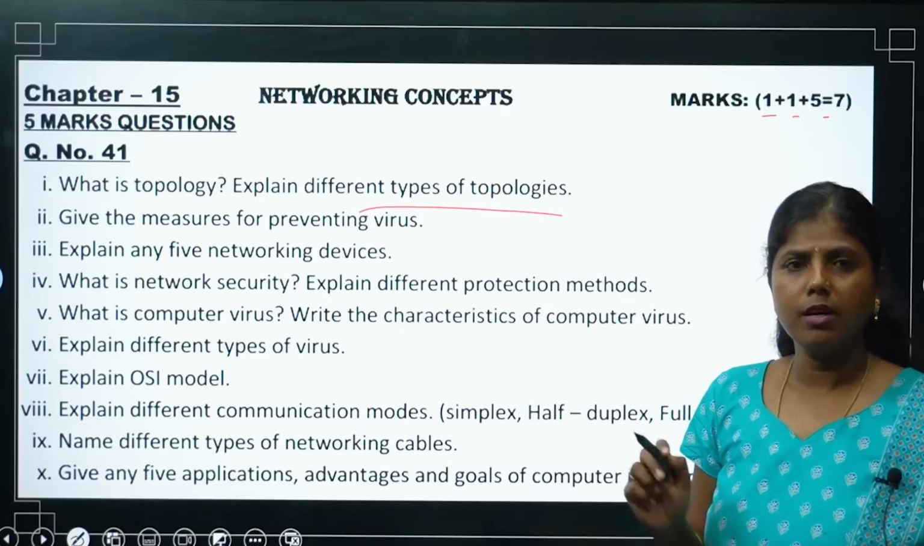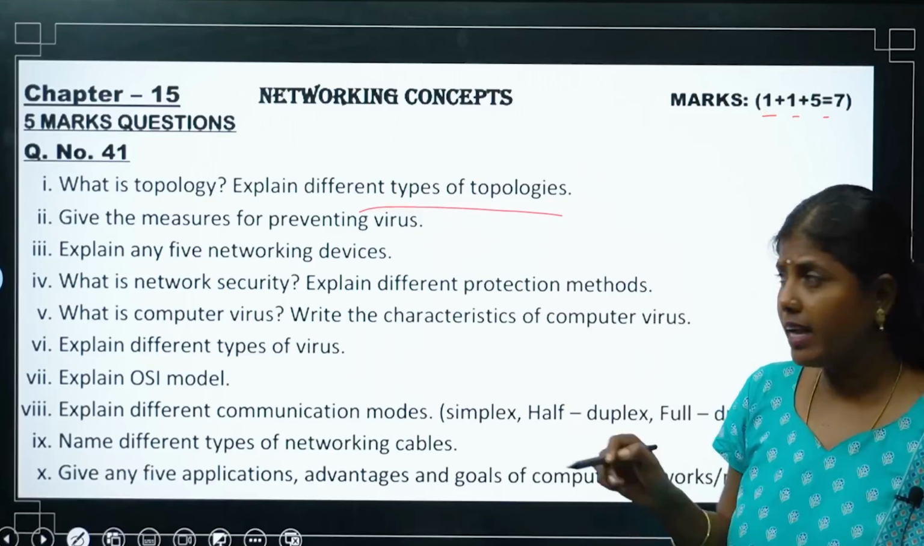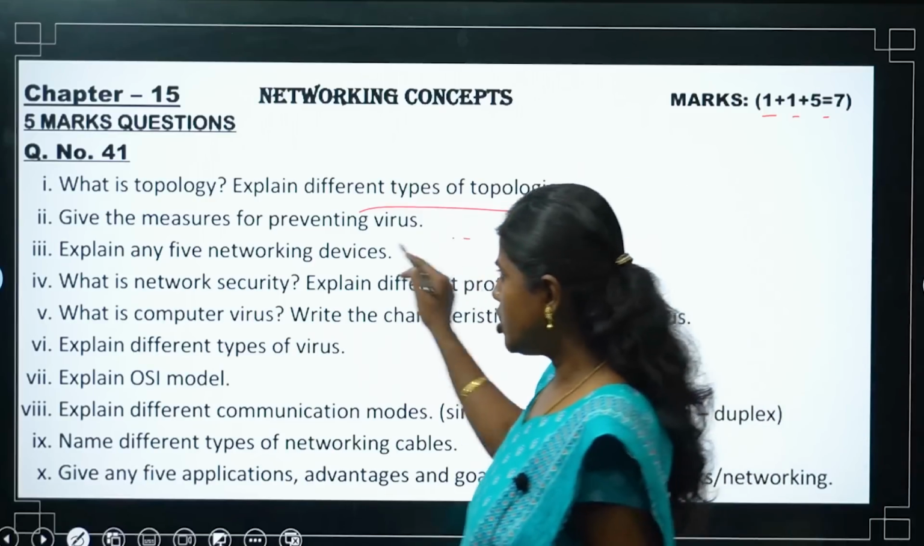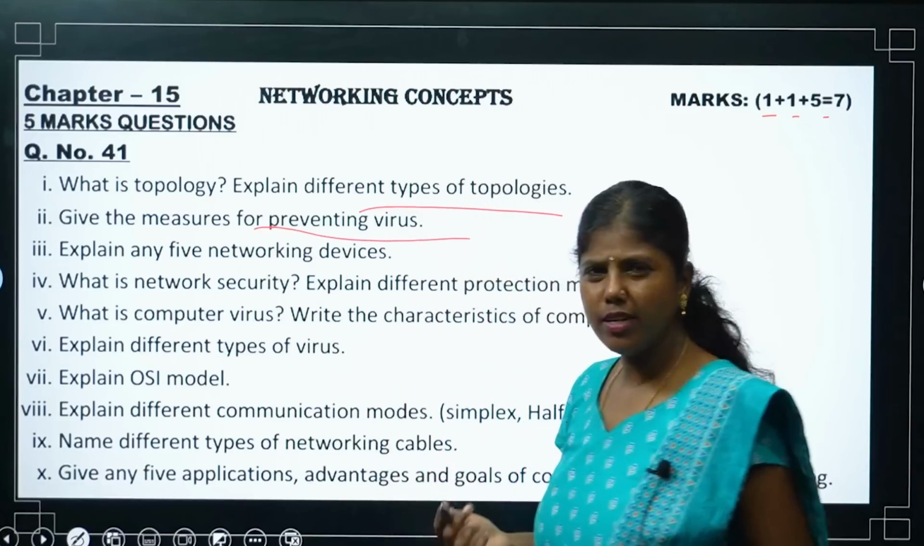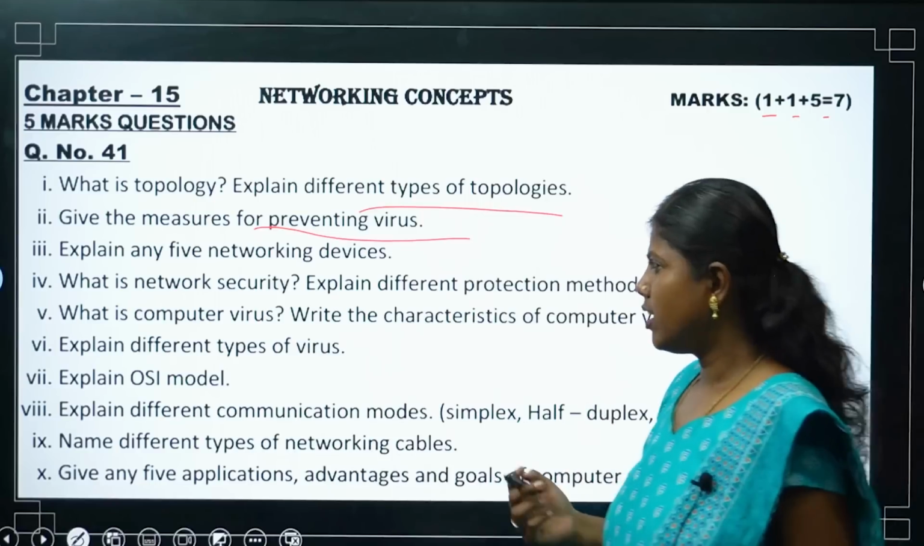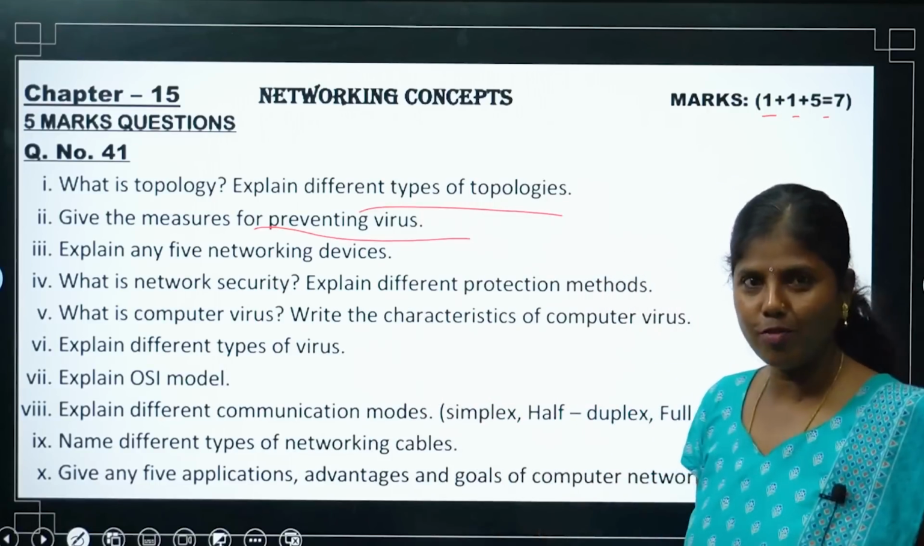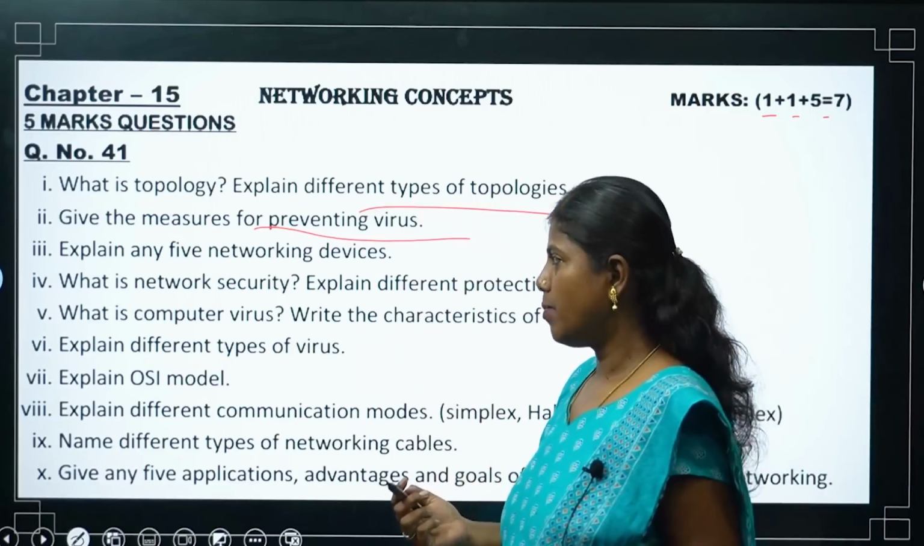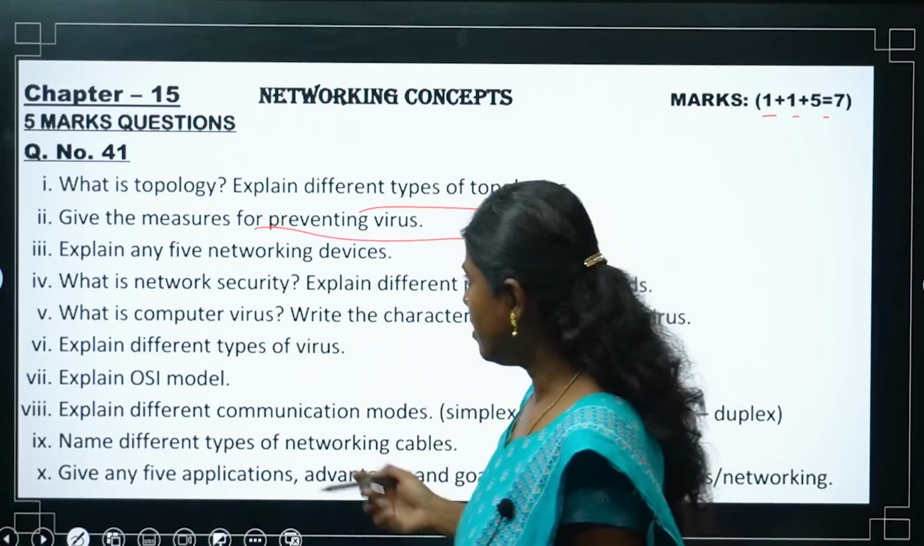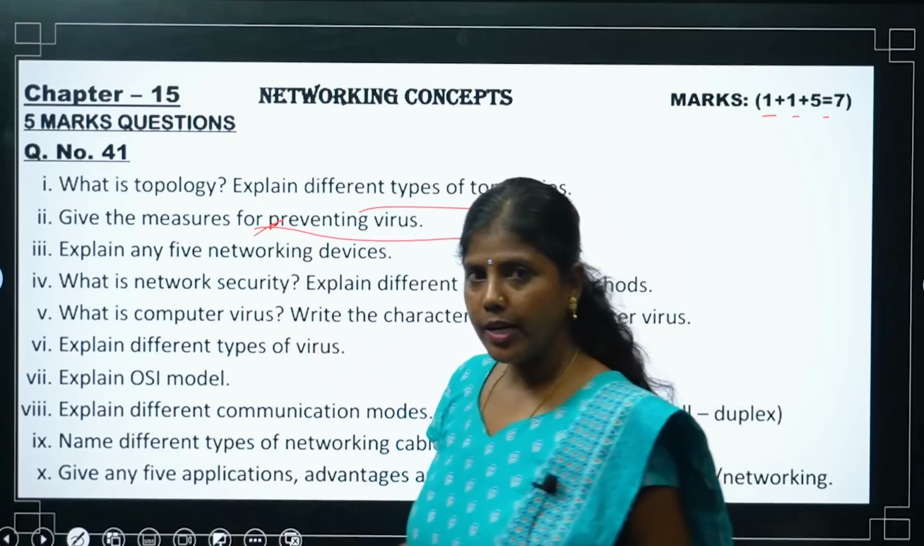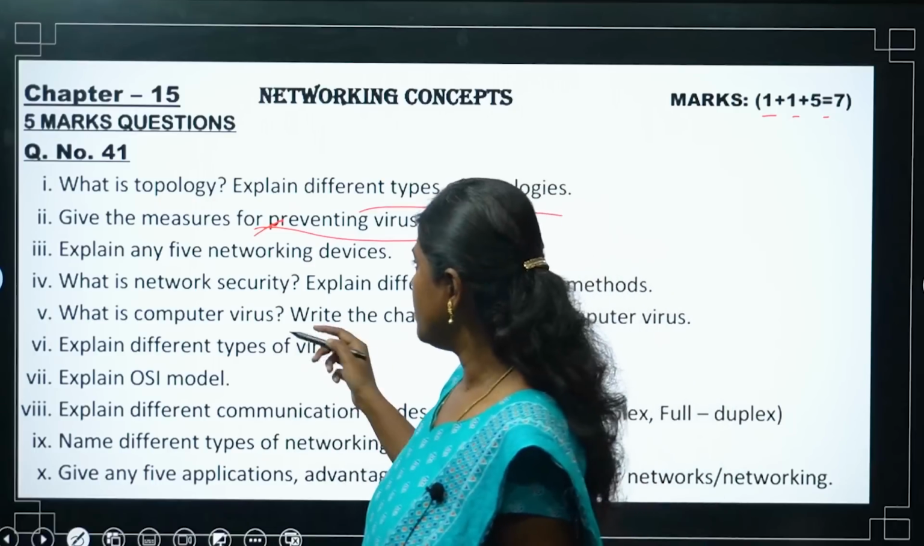Then we have mesh topology. Explain with the diagram, it's very important. Measures for preventing virus, that you already know, like antivirus, a strong password, and keep updating your applications, operating system, everything. So write it properly and write more points. Even if 1 or 2 points are wrong, you'll still be able to get the marks.